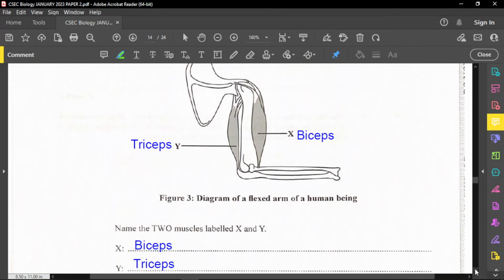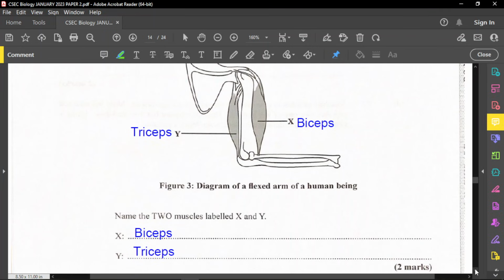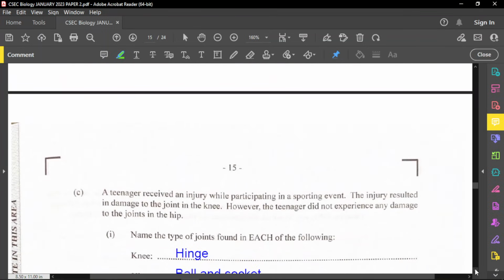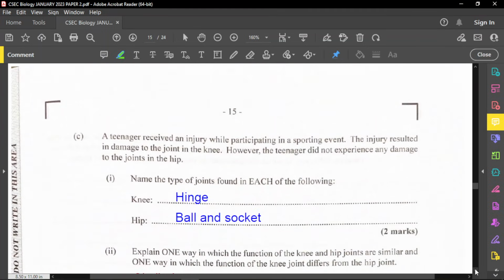All right, and so here now, this part of the question is the figure 3 diagram of a flexed arm of a human being, and it asks to name the 2 muscles labeled X and Y, and of course we know that X is the bicep and Y is the tricep. All right, and so we are on to part C. A teenager received an injury while participating in a sporting event. The injury resulted in damage to the joint in the knee. However, the teenager did not experience any damage to the joint in the hip.